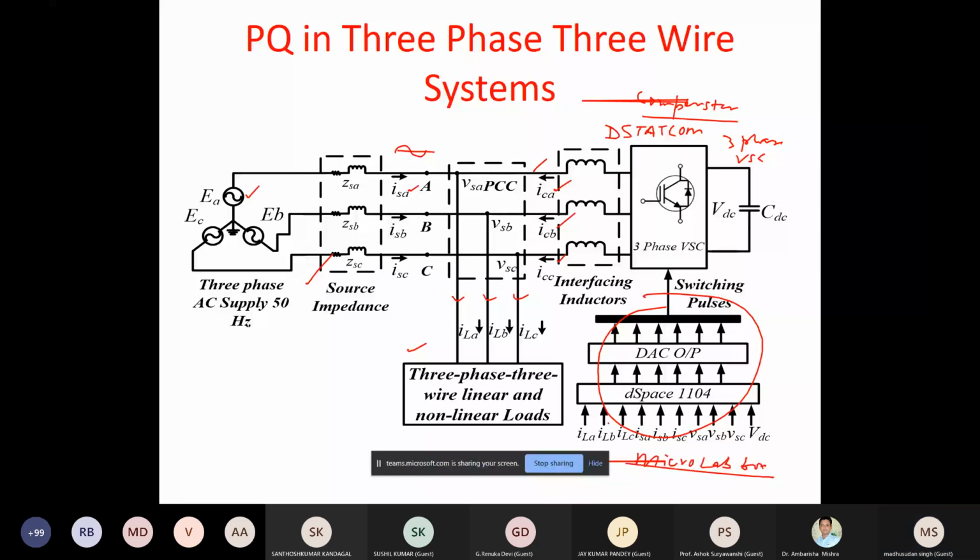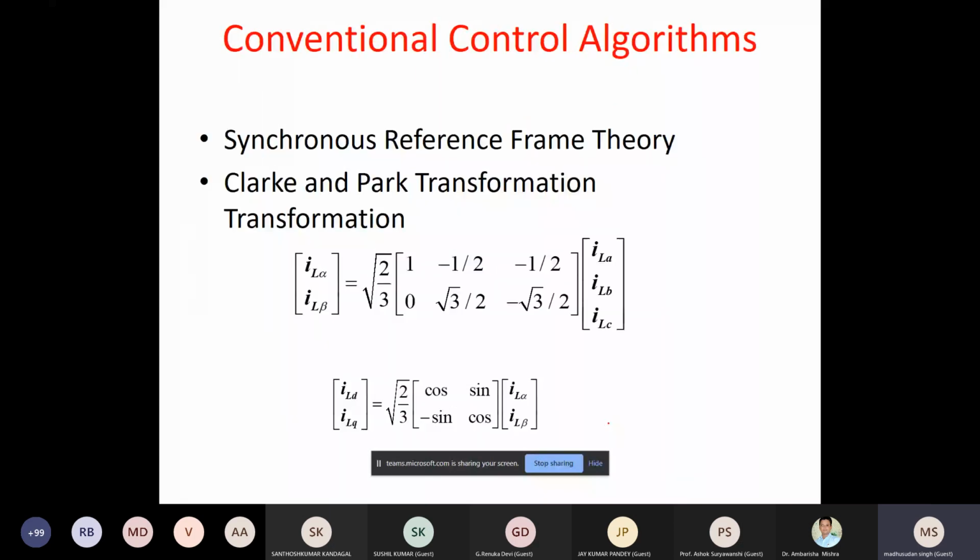So how to control this inverter is a major task, in fact, and I think in your morning lecture this might have been discussed. Now there are different control theories. One of the popular and conventional theories is the synchronous reference frame theory, SRF theory, right?